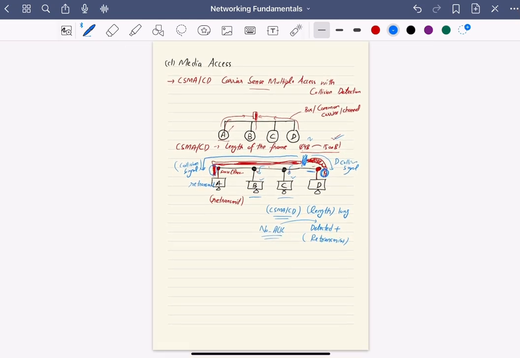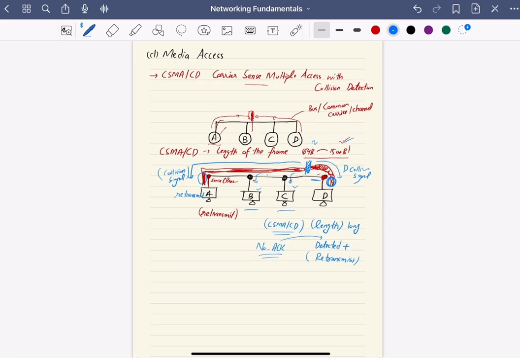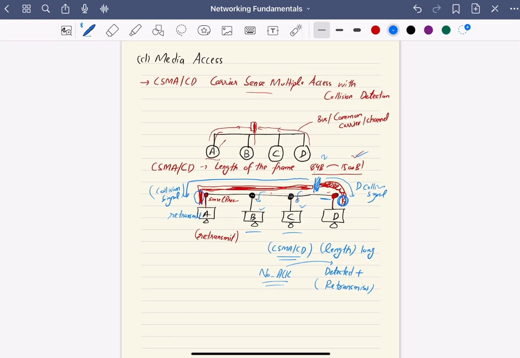So this is, by the way, what media access control is: how the stations can access the channel. They just have to sense the channel, and once they find it is free, they will transmit the data, and the length of data will be defined. If there is a collision, it will retransmit.